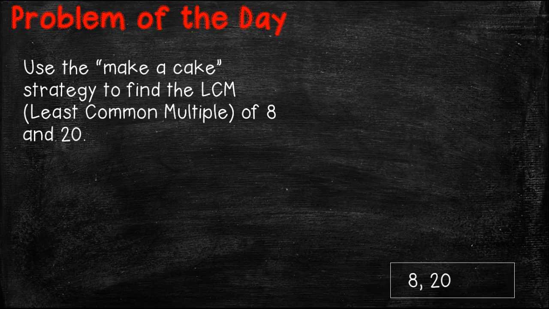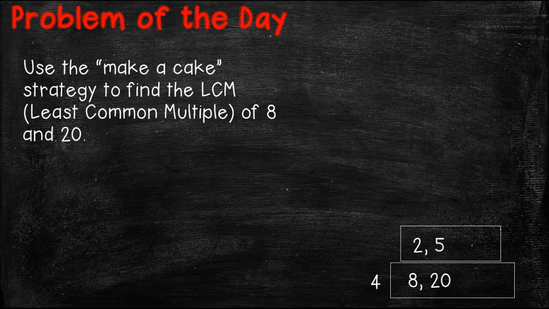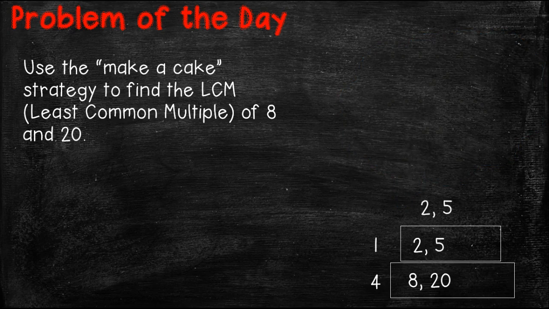So what we're going to do is on the bottom of our cake, we're going to write 8, 20. So now we need to think about what can go into 8 and can go into 20. What number will divide evenly into 8 and 20? Any ideas? Well, they're both even, so we could start with 2, but we're going to start with 4 because 4 is also in common. So 8 divided by 4 is 2, and 20 divided by 4 is 5. So we have another layer on the cake. Is there anything else that we can divide evenly into 2 and 5? All we can do is 1. So up on top, our smoochy smooch is 2 and 5.